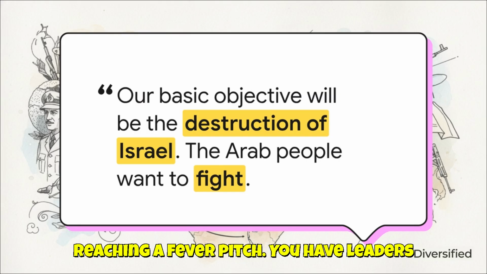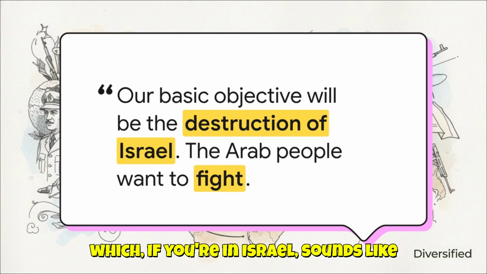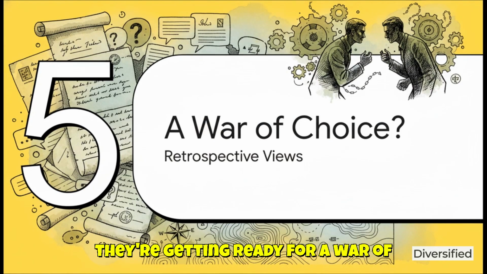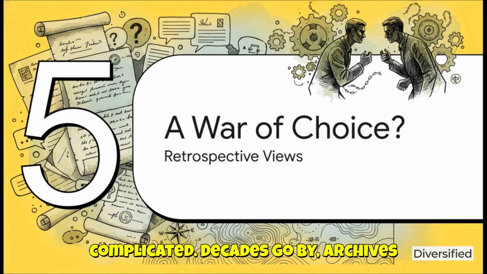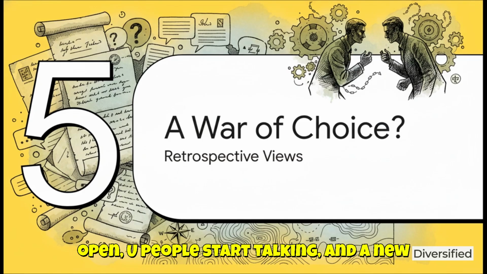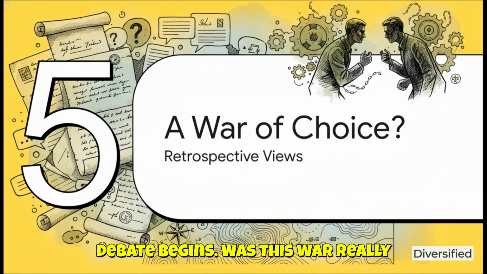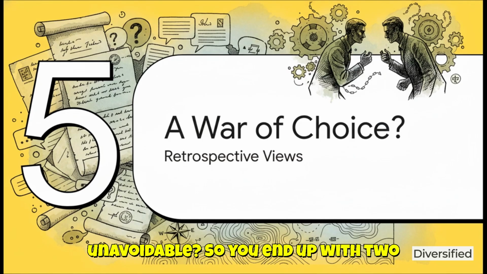You have leaders like Nasser saying things like this, which, if you're in Israel, sounds like they're getting ready for a war of annihilation. But here's where it gets complicated. Decades go by, archives open up, people start talking, and a new debate begins. Was this war really unavoidable?